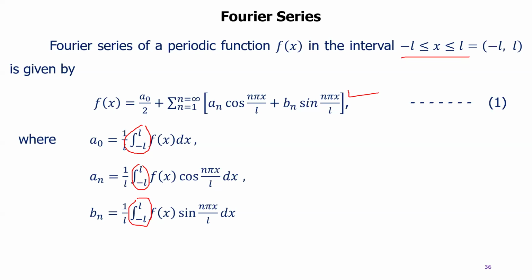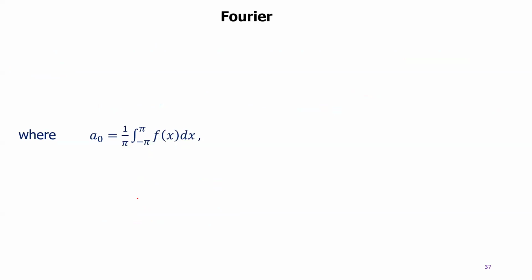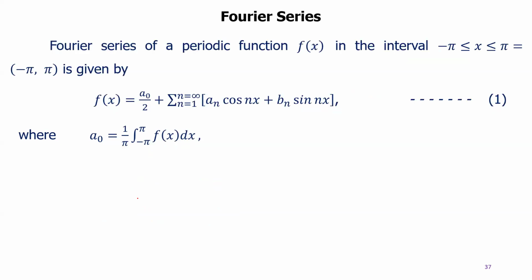And now this L is any arbitrary number. If we can put any value of L, correspondingly, we are able to get the Fourier series. Now let us try to find out the Fourier series in the interval minus pi to plus pi, which is given by f of x equal to a0 by 2 plus summation from n equal to 1 to infinity an cos nx plus bn sin nx, where a0 equal to 1 upon pi integration under the limit minus pi to plus pi f of x dx.